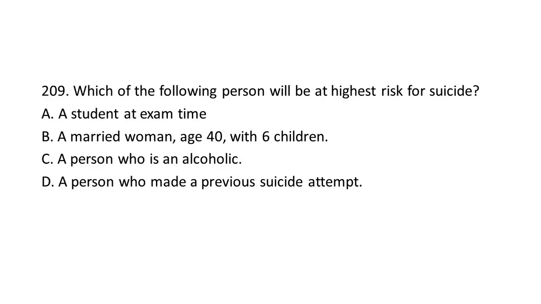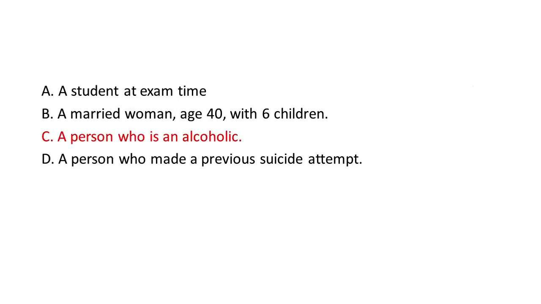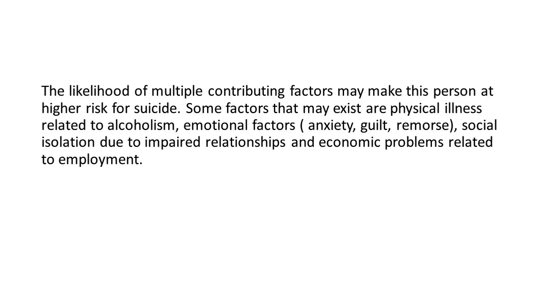209. Which of the following persons will be at highest risk for suicide? A. A student at exam time. B. A married woman, age 40, with 6 children. C. A person who is an alcoholic. D. A person who made a previous suicide attempt. The answer is C. A person who is an alcoholic. The likelihood of multiple contributing factors may make this person at higher risk for suicide. Some factors that may exist are physical illness related to alcoholism, emotional factors, anxiety, guilt, remorse, social isolation due to impaired relationships, and economic problems related to employment.